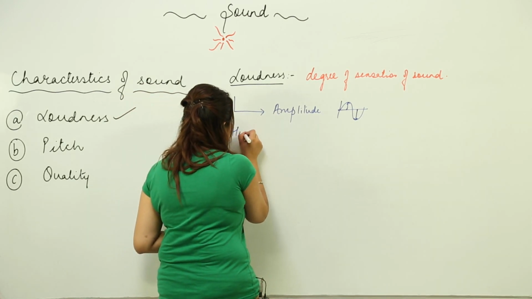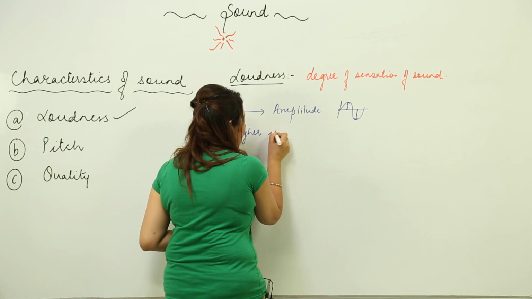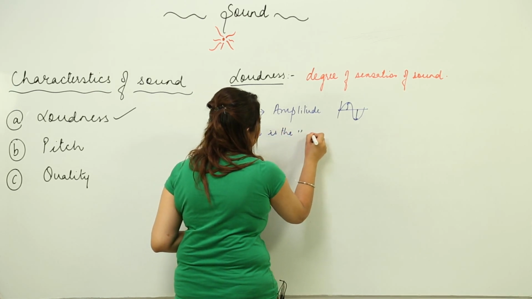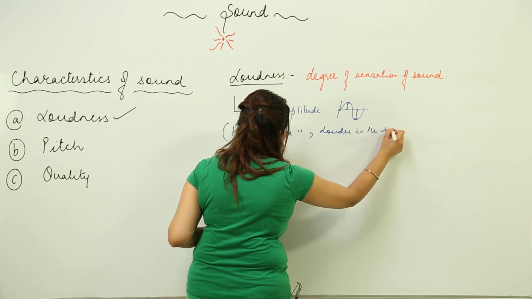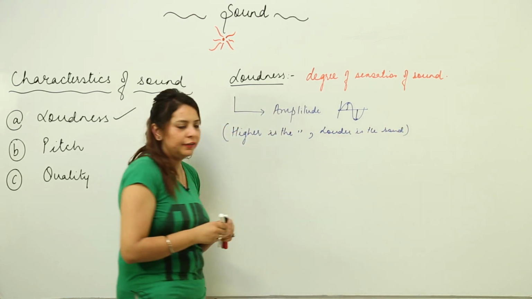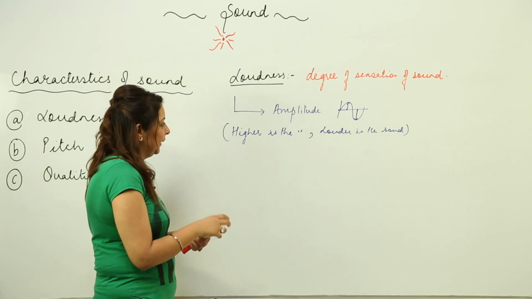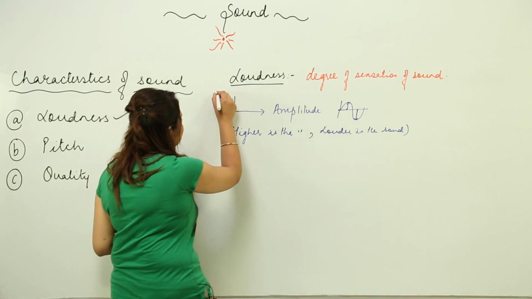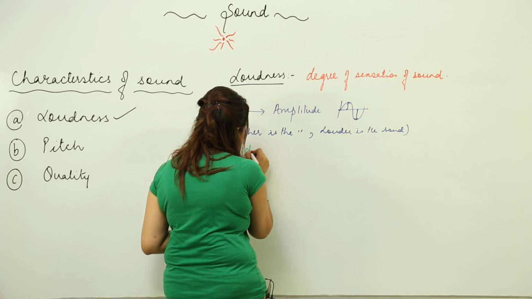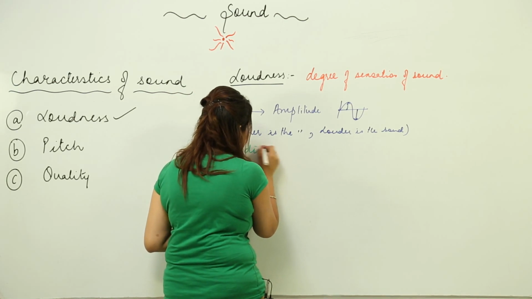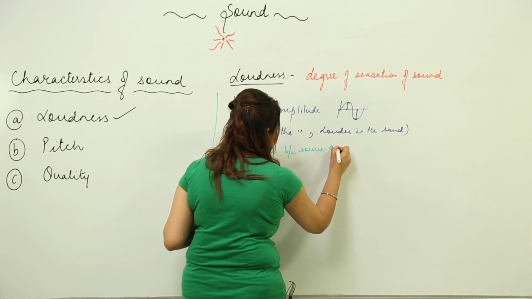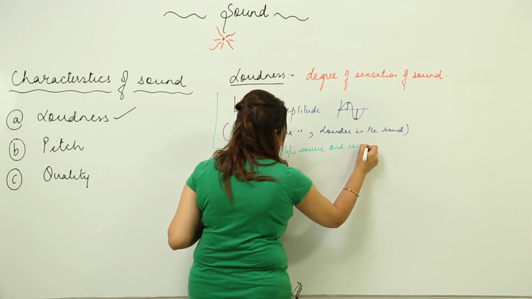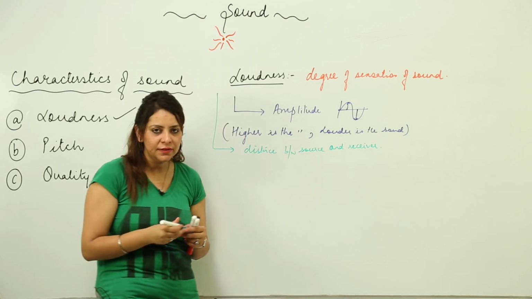Higher is the amplitude, louder is the sound. This is the main factor on which loudness depends. Otherwise, it also depends upon the distance between source of sound and receiver.